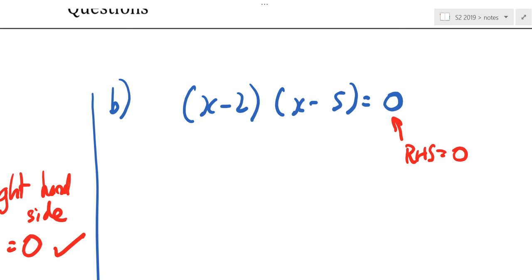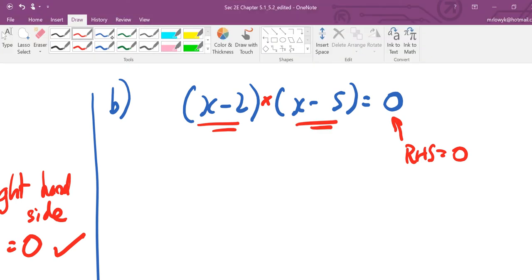So I see, because I have something times something equals to 0, I'm able to split out and say x minus 2 must be equal to 0, or x minus 5 must be equal to 0. Does it make sense to you now? Are you feeling better now?